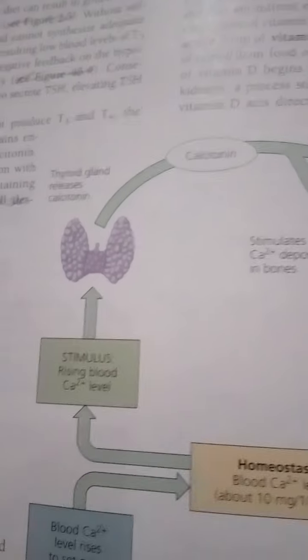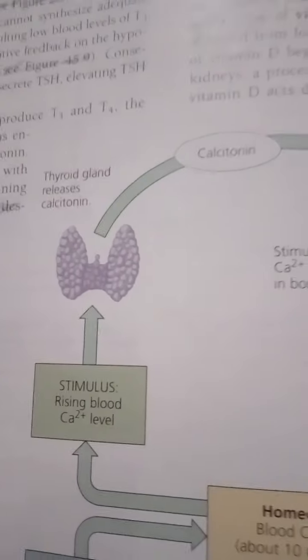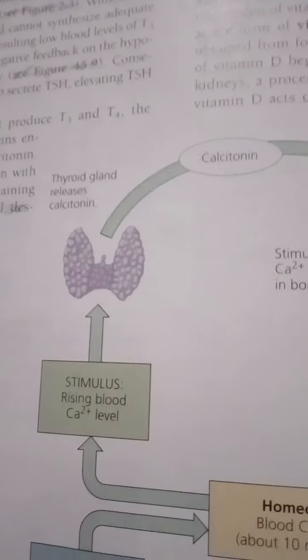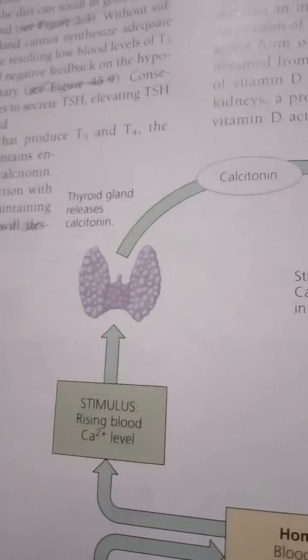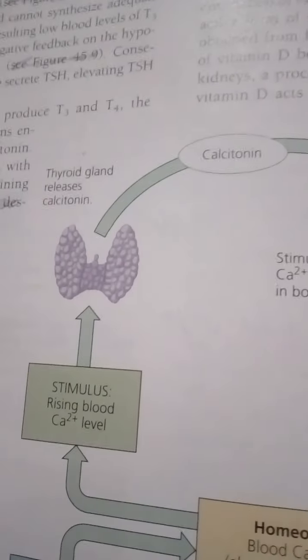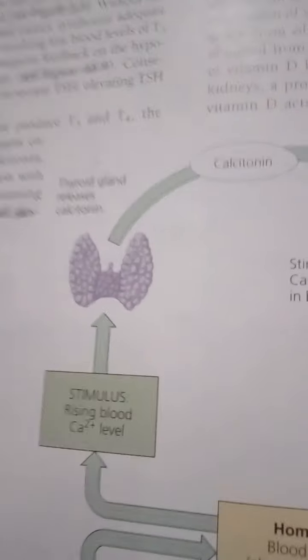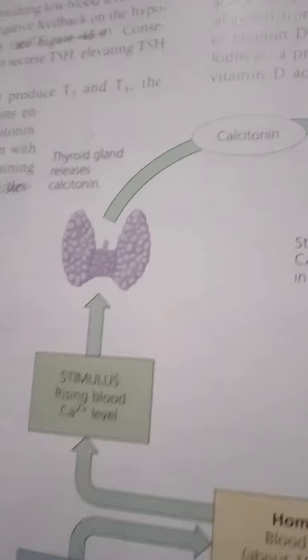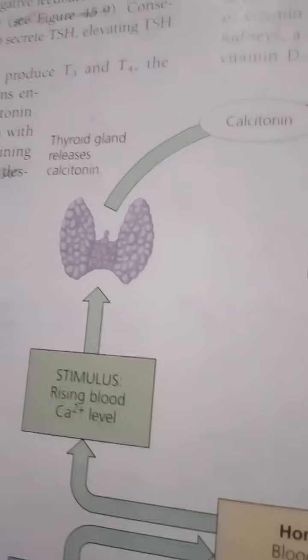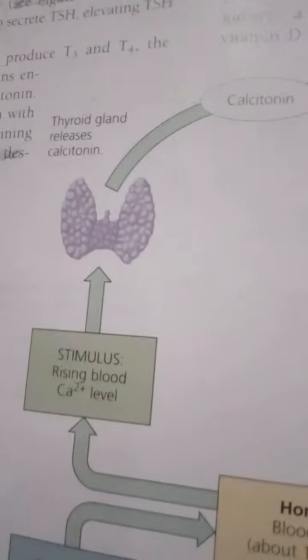Without sufficient iodine, the thyroid gland cannot synthesize adequate amounts of T3 and T4, and the resulting low blood levels of T3 and T4 cannot exert the usual negative feedback on the hypothalamus and anterior pituitary. Consequently, the pituitary continues to secrete TSH, elevating TSH levels and enlarging the thyroid.